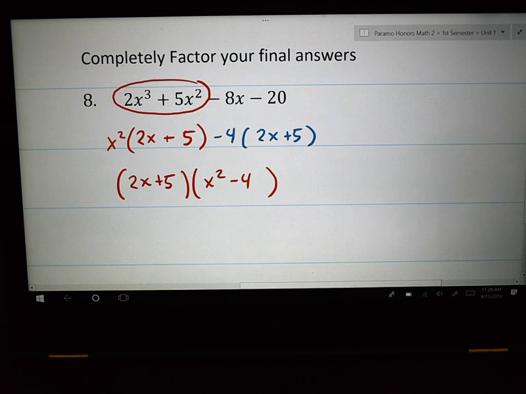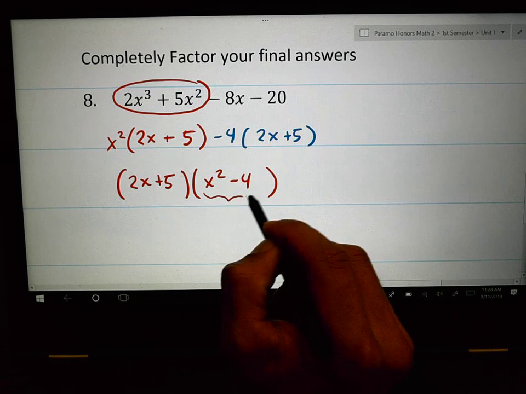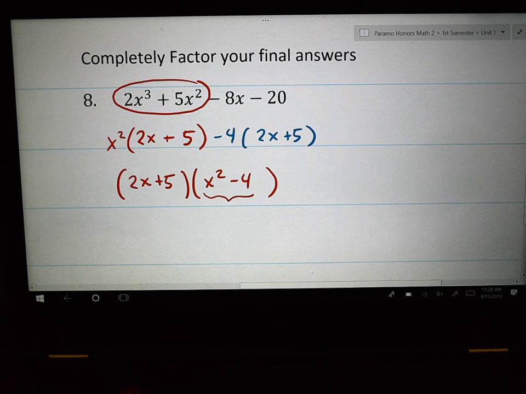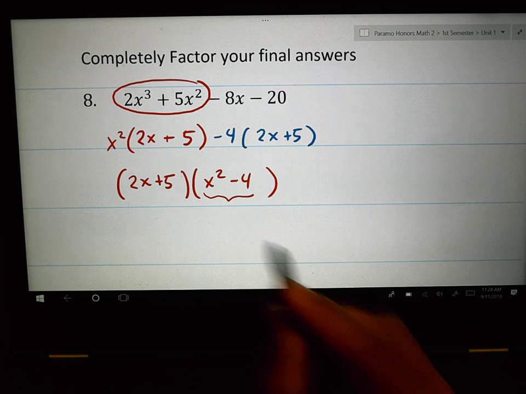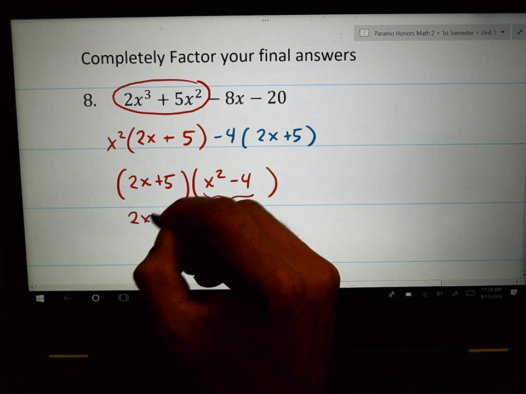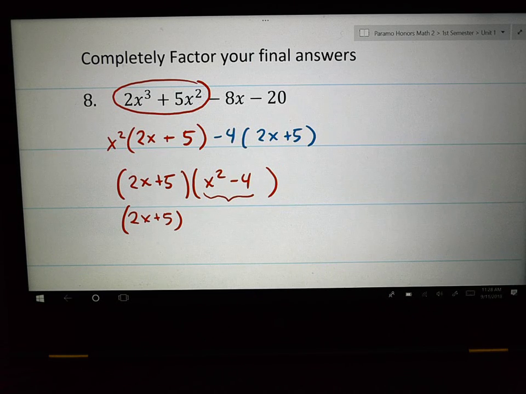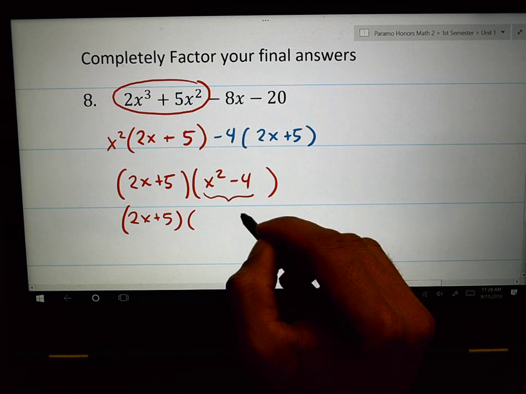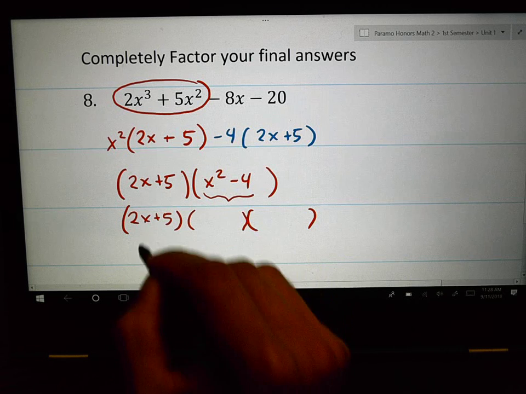Yay! Are we done? No. Because they're trying to trick us. They said completely factor. Factor more than once. We're looking for things that still need a factor. Do you see something else that factors using a previous technique? Don't forget the -1 pointers. Remember, -1 point on a test means you forgot something simple. Don't forget there's a 2x plus 5 in front of this thing as you keep going. When you factor other things, don't forget anything else that's still in front.